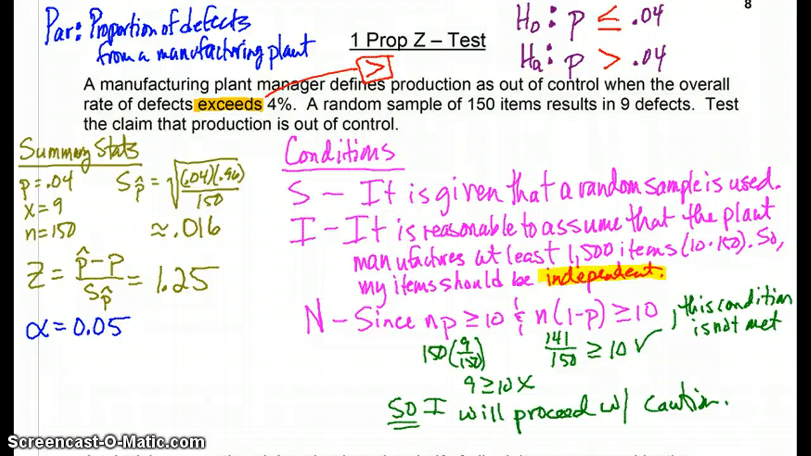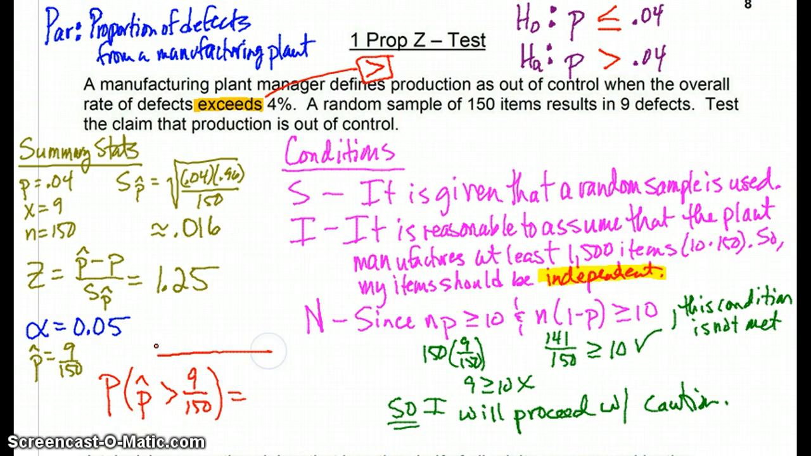Also, if you want, we'll go ahead and put that our p hat is equal to 9 over 150, just so we have it. And now we are ready to actually calculate. Well, what are we calculating? Think about it. Normal CDF. So we are calculating what's the probability that p hat is greater than 9 out of 150.